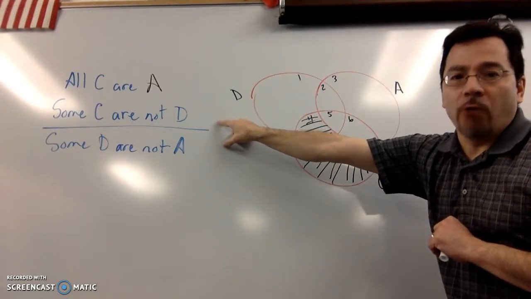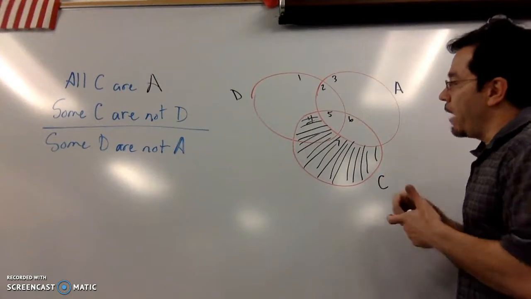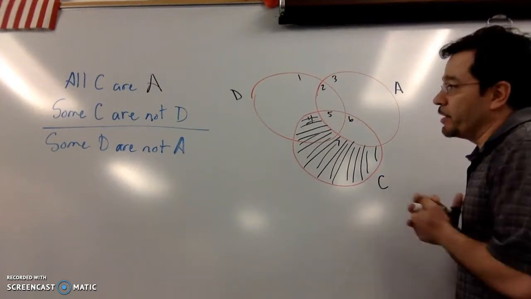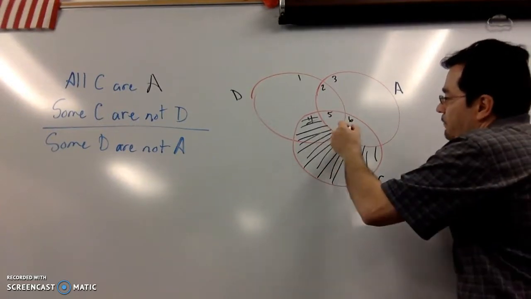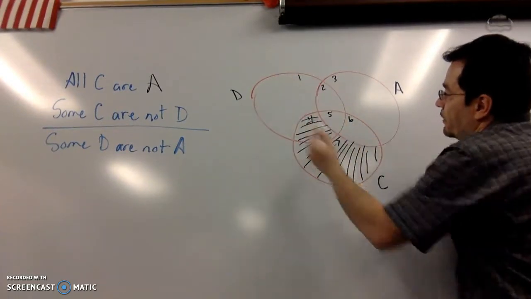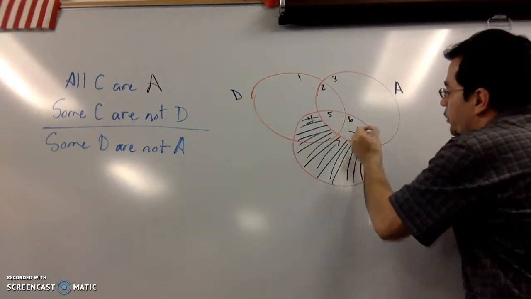So we're after an O claim. O claims, we're looking at a C and D circle, and we need to draw X because it's a particular. There's at least one C that's not a D. So we have to draw a C outside the D circle. For the time being, ignore your A circle, and we're going to put our X here.